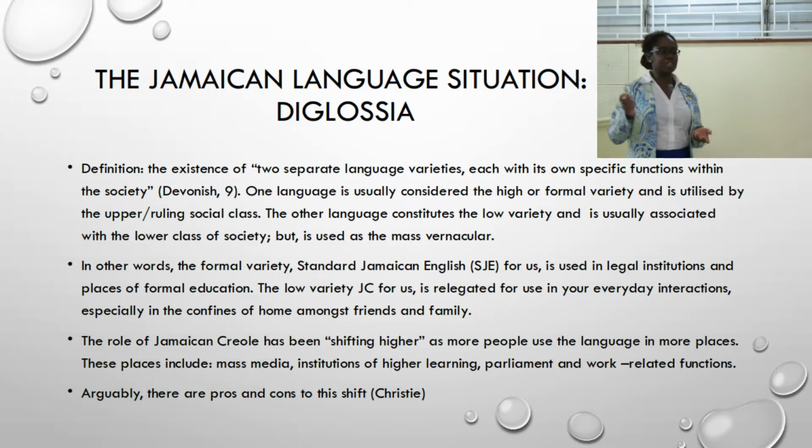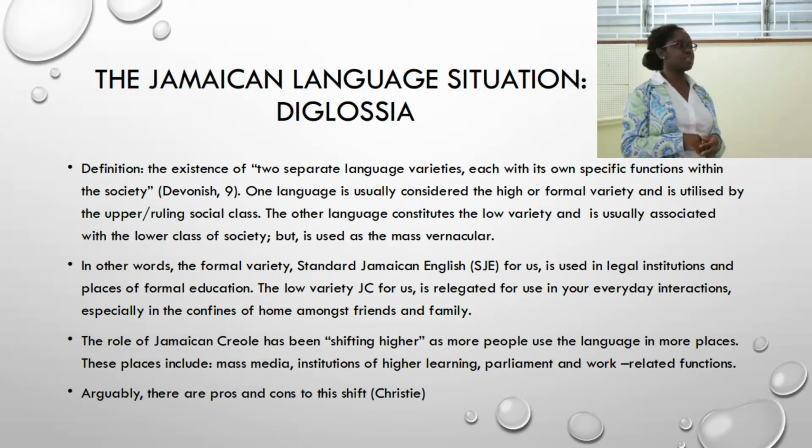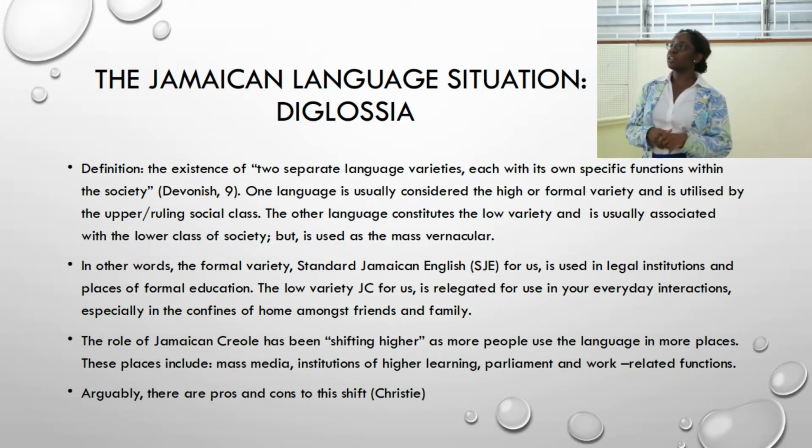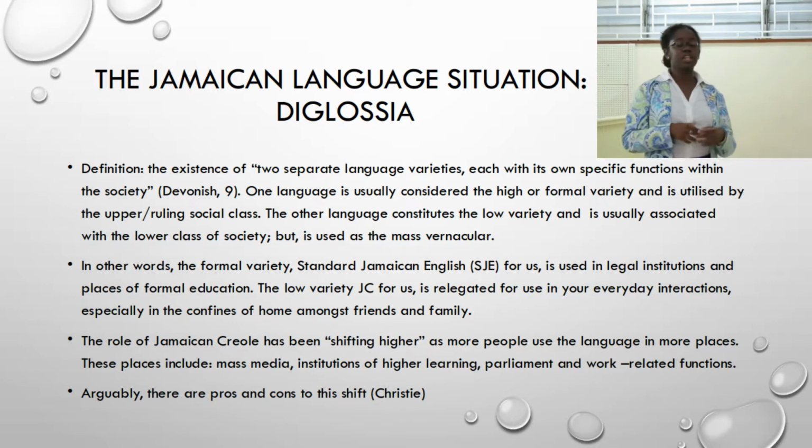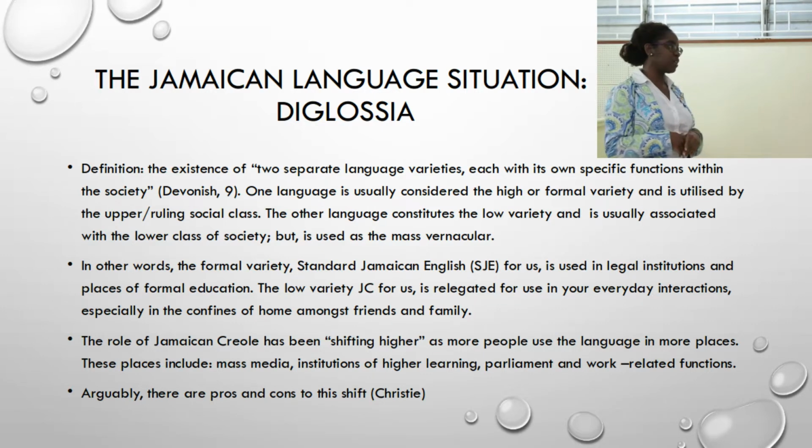So the Jamaican language situation, first up is Diglossia. It is a non-linguistic descriptor. Our own Professor Devonish defines it as the existence of two separate language varieties, each with its own function in society. So we have two languages that are coexisting.